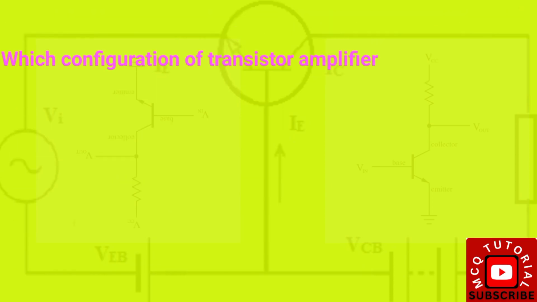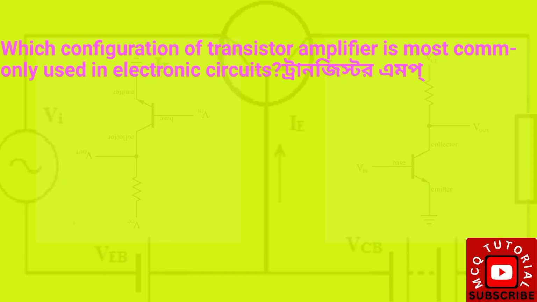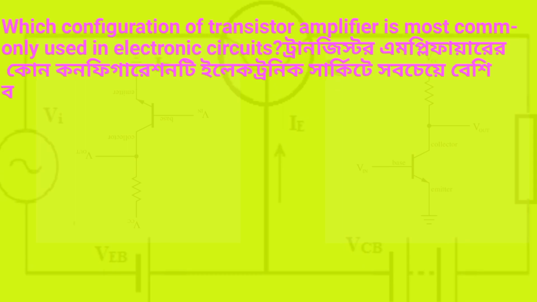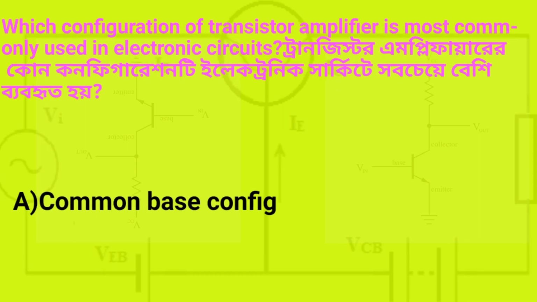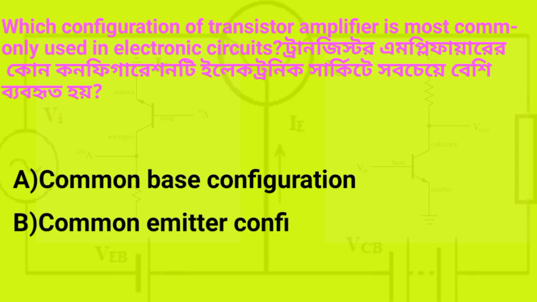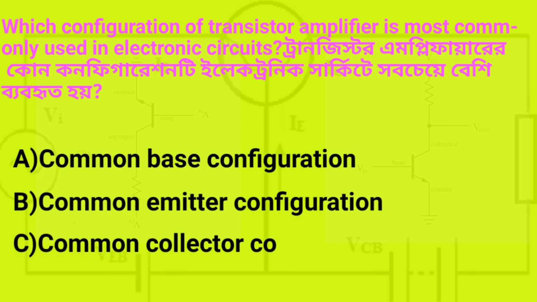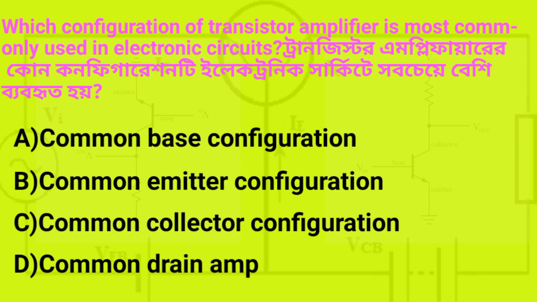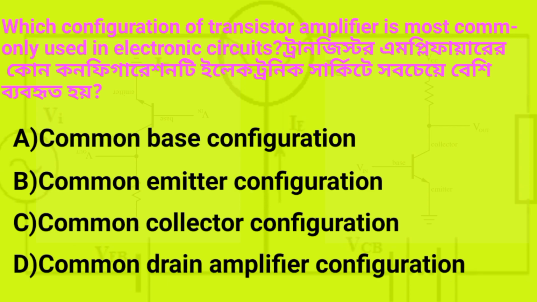Which configuration of transistor amplifier is most commonly used in electronic circuits? Option A common base configuration, Option B common emitter configuration, Option C common collector configuration, Option D common drain amplifier configuration.